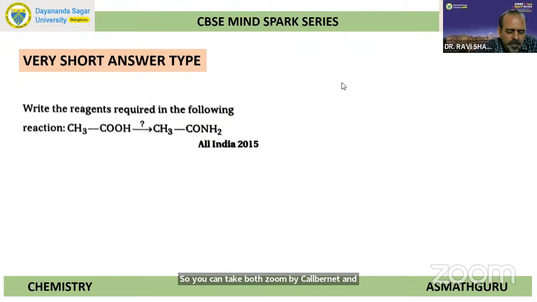Which reagent is required here? A carboxylic acid is converted into what? Amide. What is required then? Very simple. Sir, ammonia. Ammonia is required. What will happen? OH is replaced by NH2.